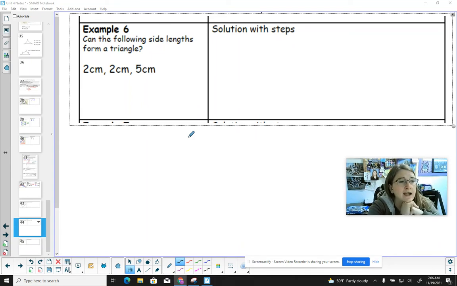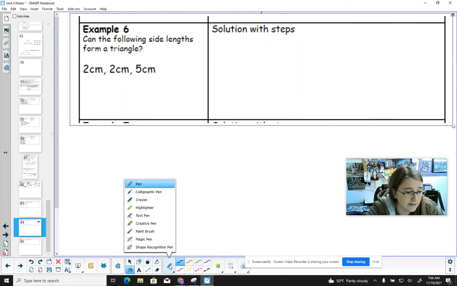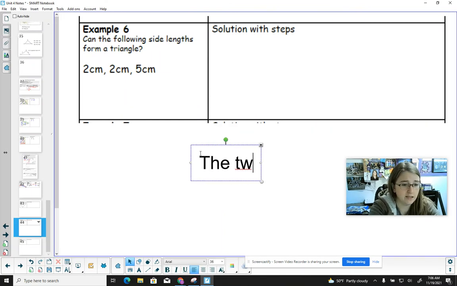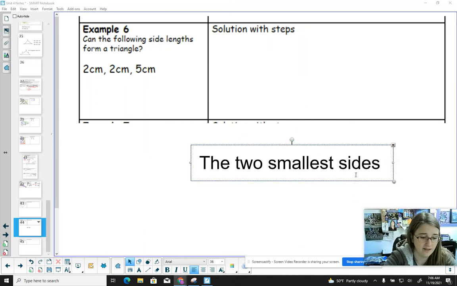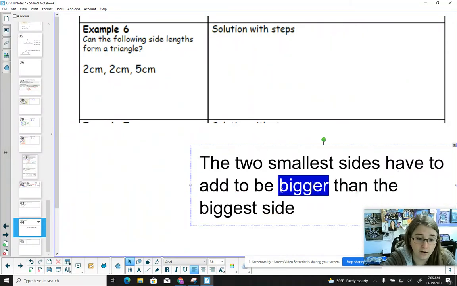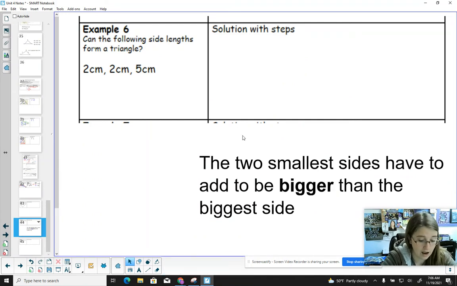So it says, can the following side lengths form a triangle? So here's the rule again for if any 3 lengths can form a triangle. I'm going to type this so it goes faster. We need the 2 smallest sides to add to be bigger than the biggest side. Specifically bigger, not equal to. And I'll actually show in class why it has to be bigger.